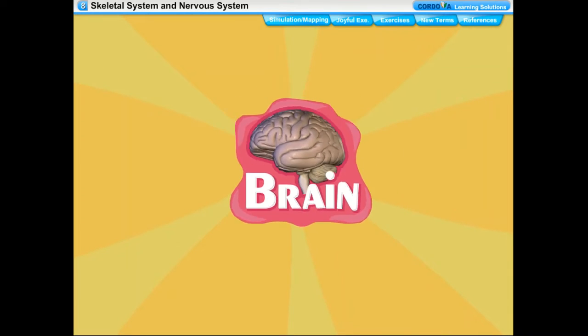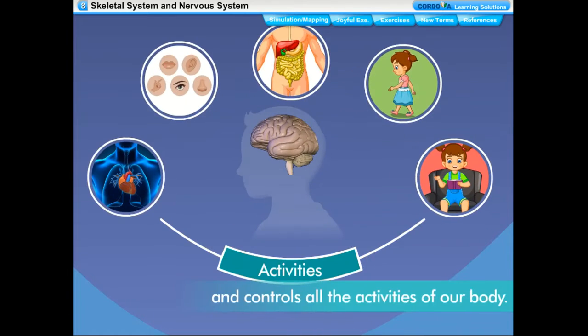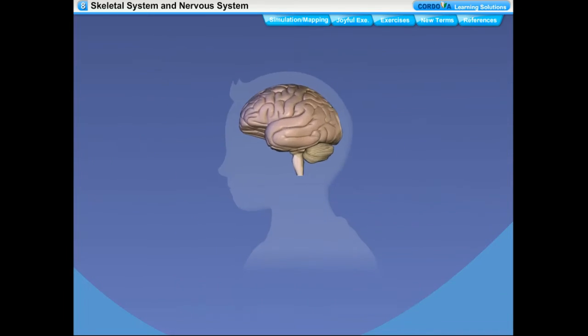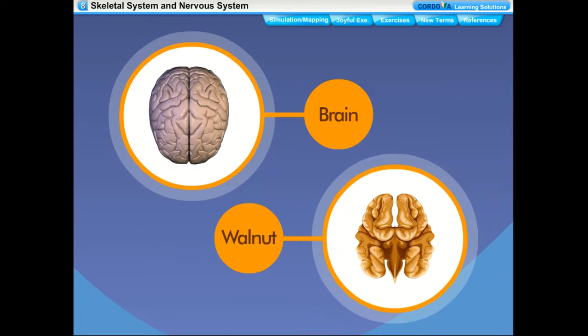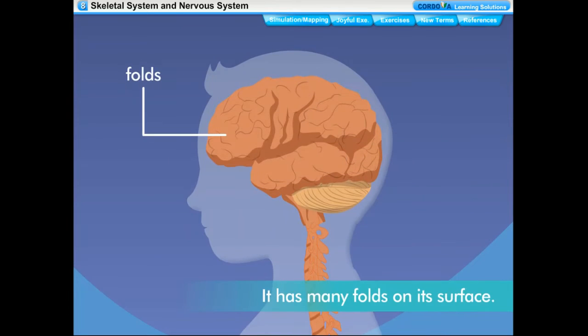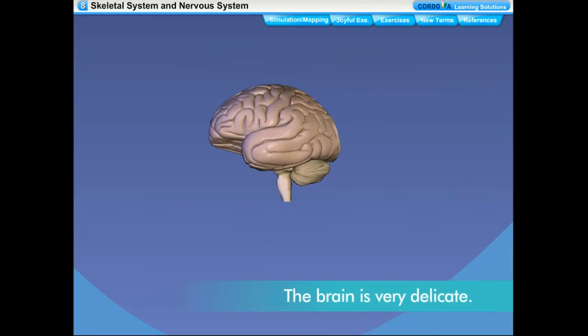Brain. The brain is like a master computer and controls all the activities of our body. The human brain is grayish-pink in color and looks like a walnut. It has many folds on its surface. It is situated at the top of the spinal cord. The brain is very delicate.